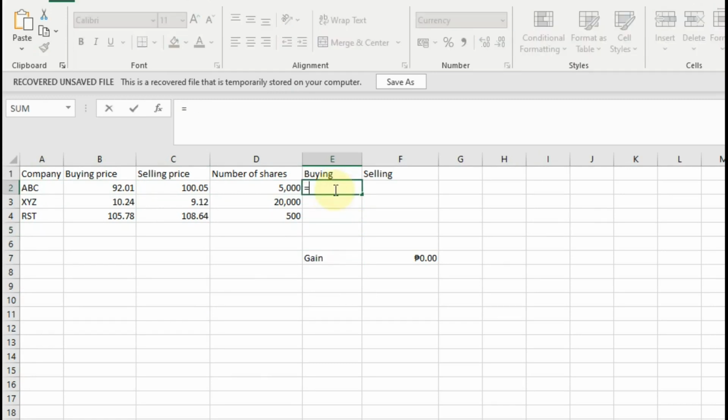So first, let us find how much she paid in order to buy these shares. So it's equal to the number of shares times the buying price, and then I will just drag that.